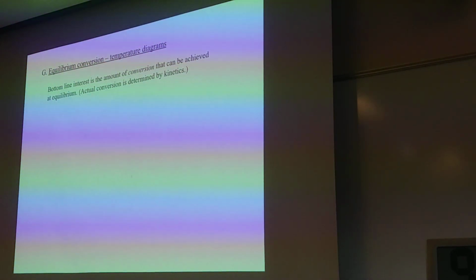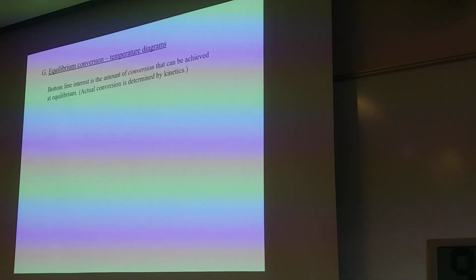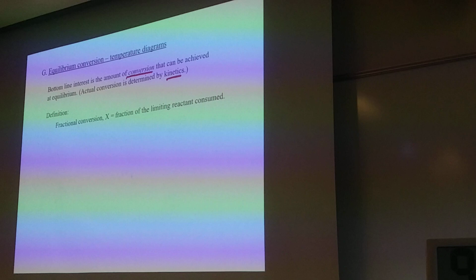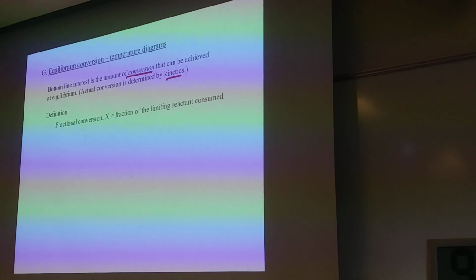Next important issue that I want to discuss here is what I refer to as equilibrium conversion temperature diagrams. Now what we should realize is that the bottom line of interest, as I stated here, in any reaction is the amount of conversion that can be achieved. And the conversion actually achievable is going to be limited by the kinetics, but what we're determining here is the thermodynamic limits on that conversion, and we refer to that as the equilibrium conversion. Well, we need to define what we mean by it. Fractional conversion here, and I'm going to use a capital X to designate it, is the fraction of the limiting reactant which is consumed.